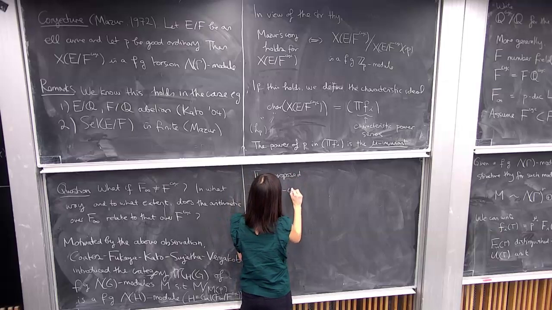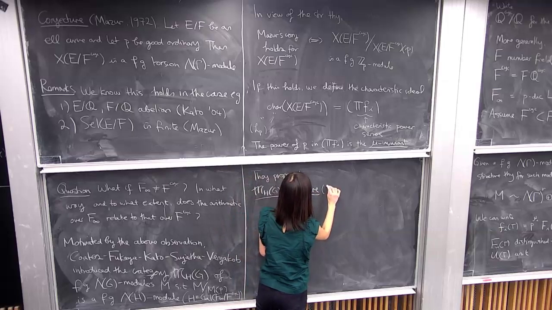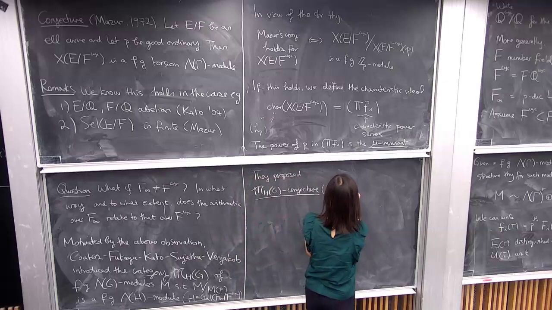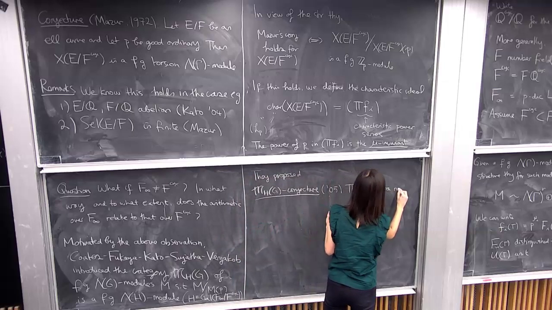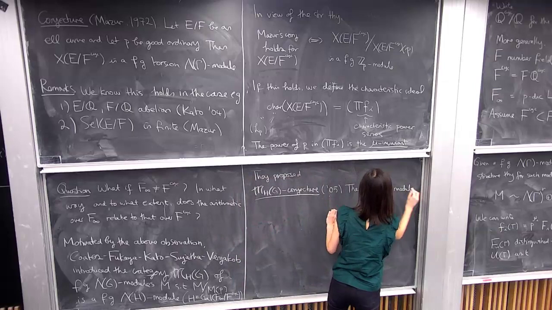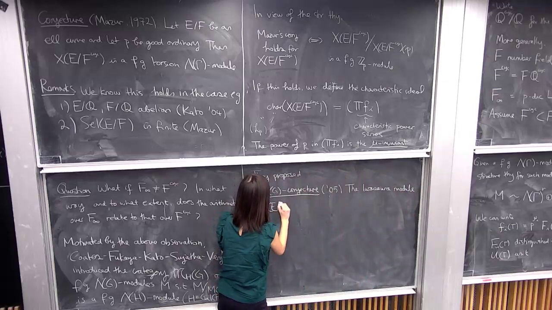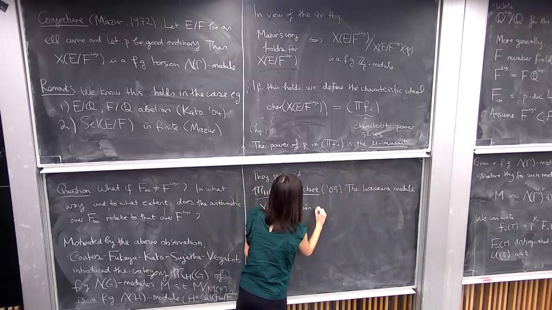The MHG conjecture in this setting says that the module X(E) over F infinity lies in this category MHG.